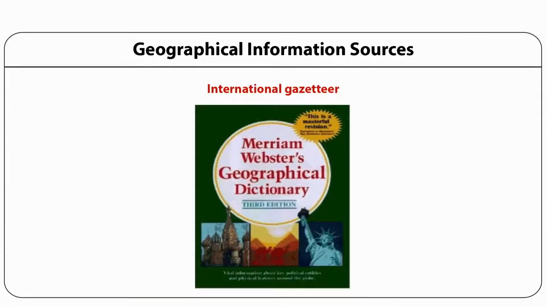International gazetteer. Merriam-Webster's Geographical Dictionary is an international gazetteer with 54,000 entries plus 250 detailed maps.